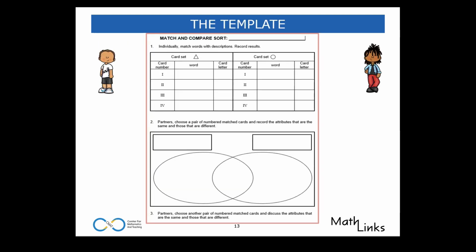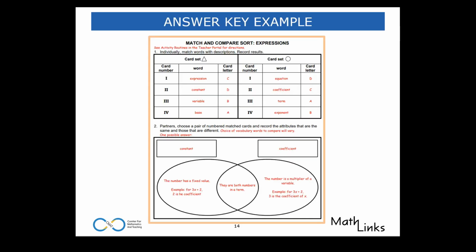After some discussion, they agree that their cards are all matched correctly, and then they fill in this page together. They record the words in the table, and then they do some comparing and contrasting in the Venn diagram at the bottom. And this is the finished product with constant and coefficient chosen as an example of words to compare and contrast. Teachers can then prompt students to pick other pairs of words to discuss similarly as desired.